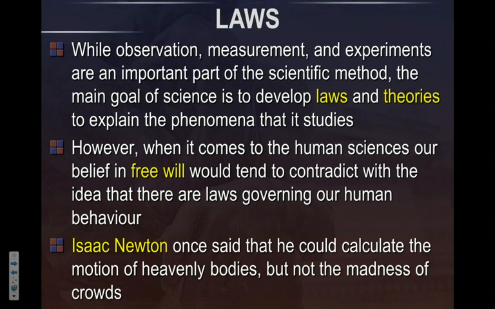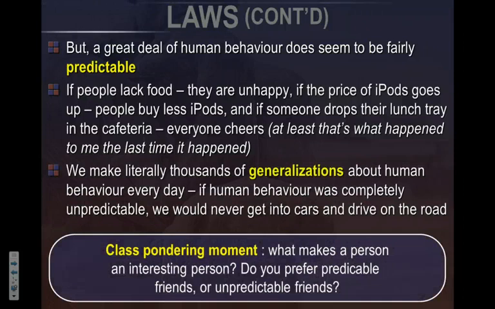So is studying humans too difficult to apply something as complex as a law? Well, there is still an element of predictability to humans. If humans don't have food, they're unhappy. I know, for example, myself, if I get really hungry, I get grumpy. If the price of iPods goes up, people buy less iPods. If someone drops their lunch tray in the cafeteria, more often than not, after 16 years of teaching, I've seen it, a cheer comes out. People cheer when that happens.